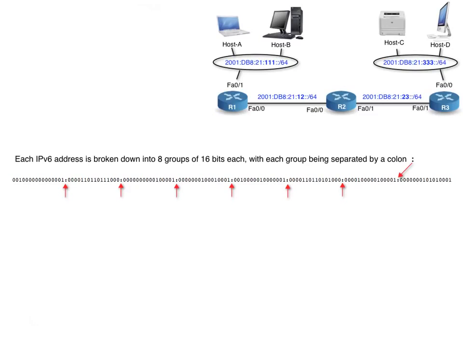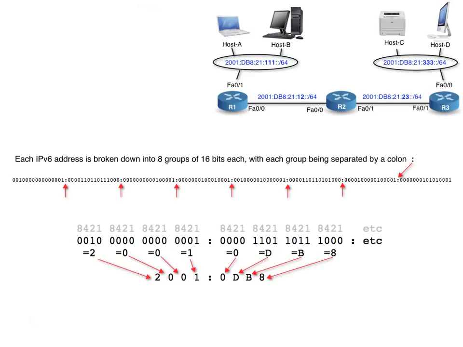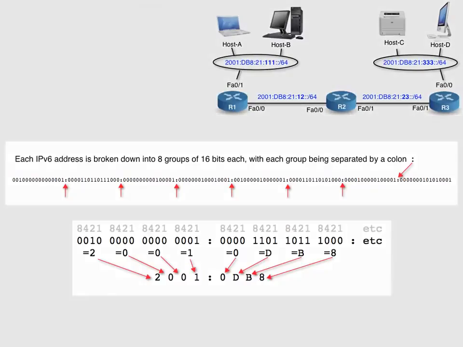Within those groups of 16 bits, we can convert them 4 bits at a time into hexadecimal by taking a look at those 4 bits and finding out what the value is in the 8s and the 4s and the 2 and the 1 position.